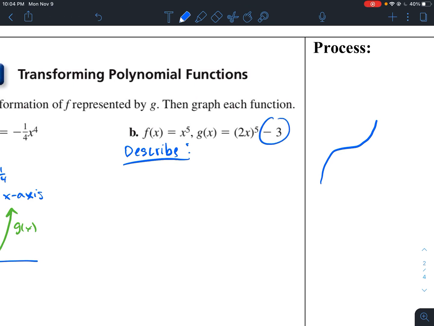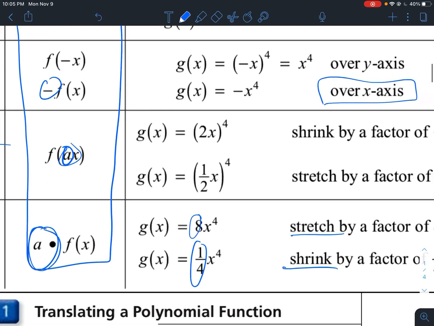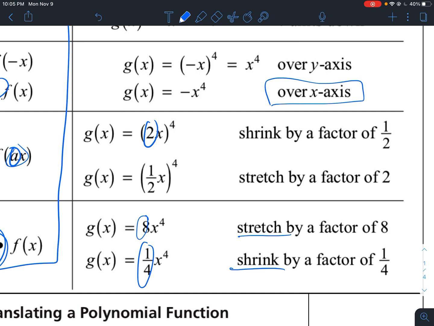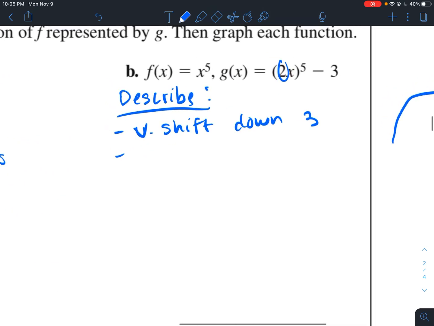well, I notice here that outside the parentheses we have a -3, so that's going to be a vertical shift down 3. And then we have inside the parentheses being multiplied by 2. If it's inside being multiplied by 2, like we see here, remember that horizontal stretches and shrinks, you have to read backwards. So if it's 2, then it's going to be a shrink. So if it's greater than 1, it's a shrink. And then the factor is the reciprocal. So this is going to be a horizontal shrink by 1/2.